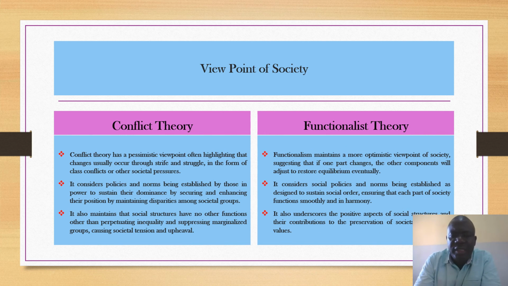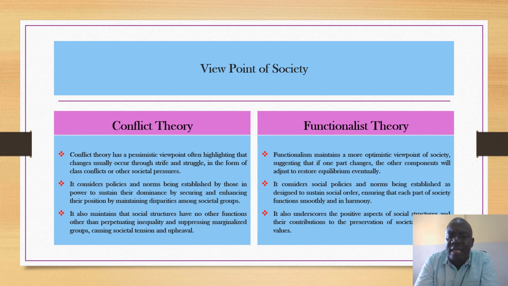The last point of departure that we want to look at between the two sets of paradigms is their viewpoint of society. It is argued that conflict theory has a fairly pessimistic view of society, while functionalism has an optimistic view of society. In what sense? Conflict theory is said to have a pessimistic view because it highlights change as a product of struggle, a product of strife, and a form of class conflict, and also societal pressure.